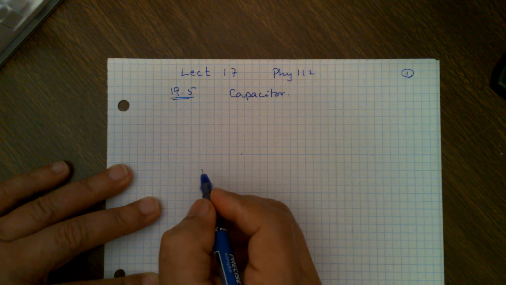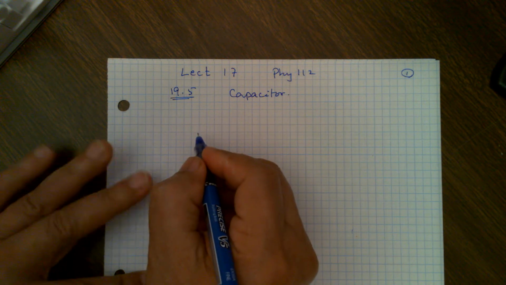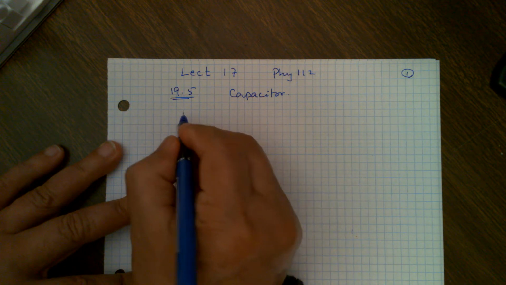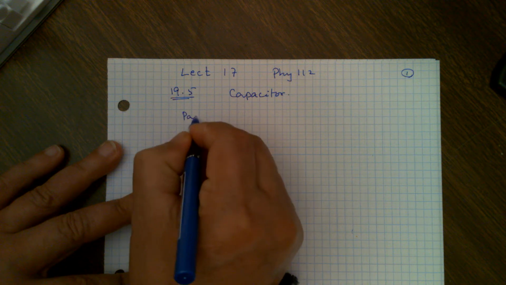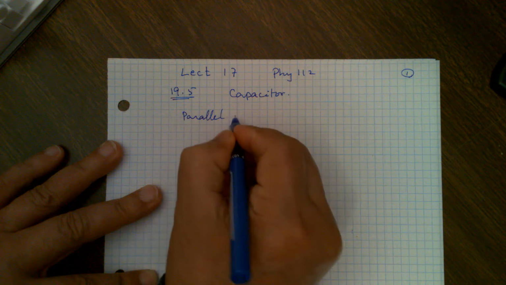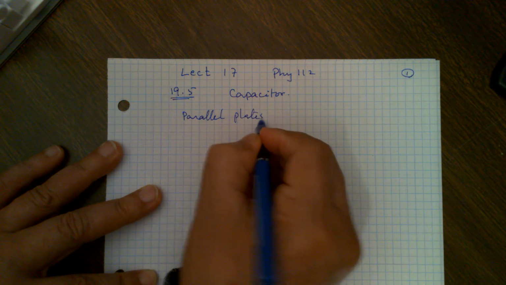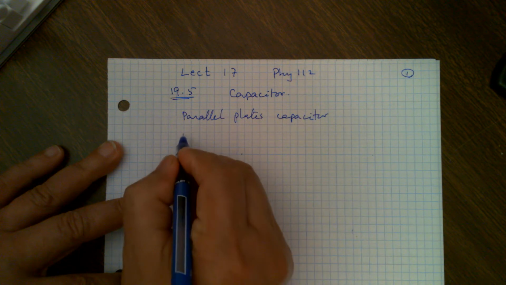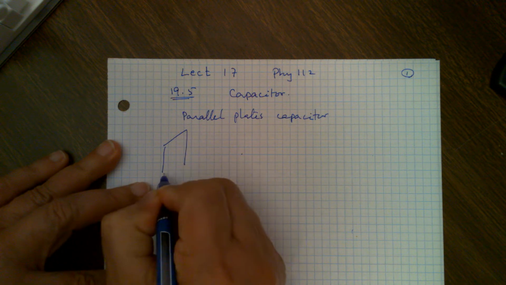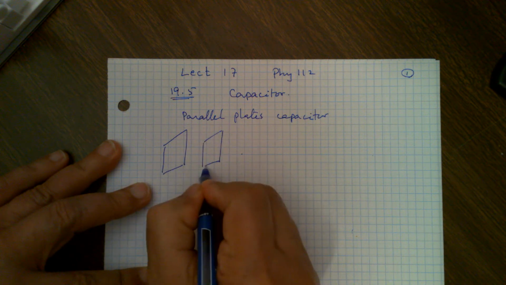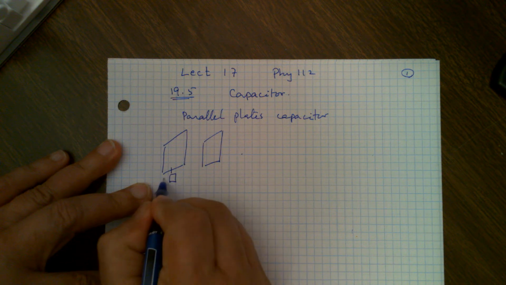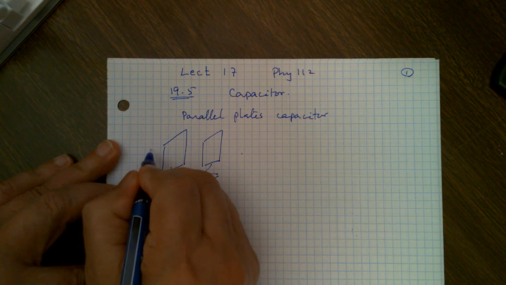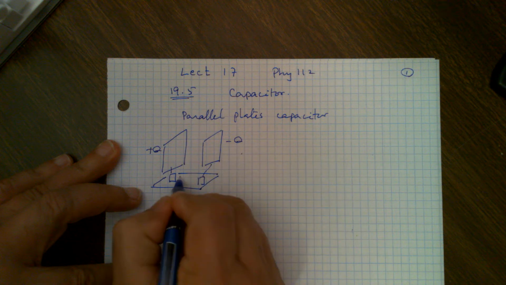So a capacitor is, in simplest terms, nothing but a charge storing device, okay? One of the simplest forms is what we call the parallel plates capacitor, and the reason is that it's made out of two plates that are parallel to each other. One is connected to the positive terminal of a battery, and one is connected to the negative terminal of the battery.